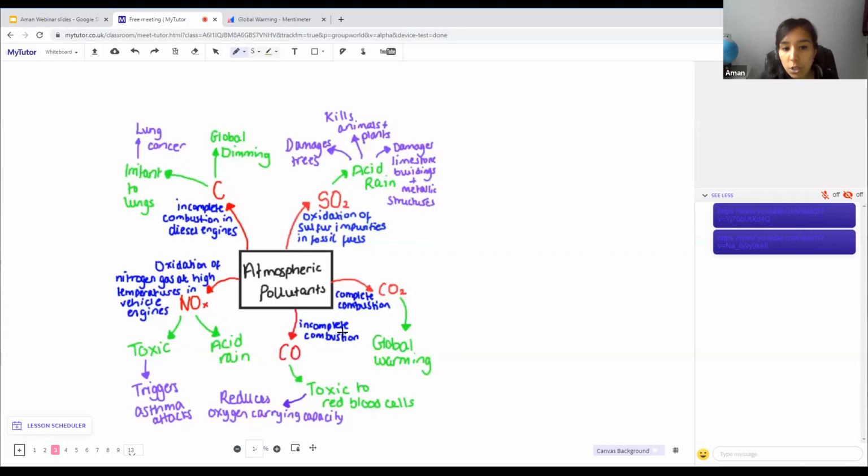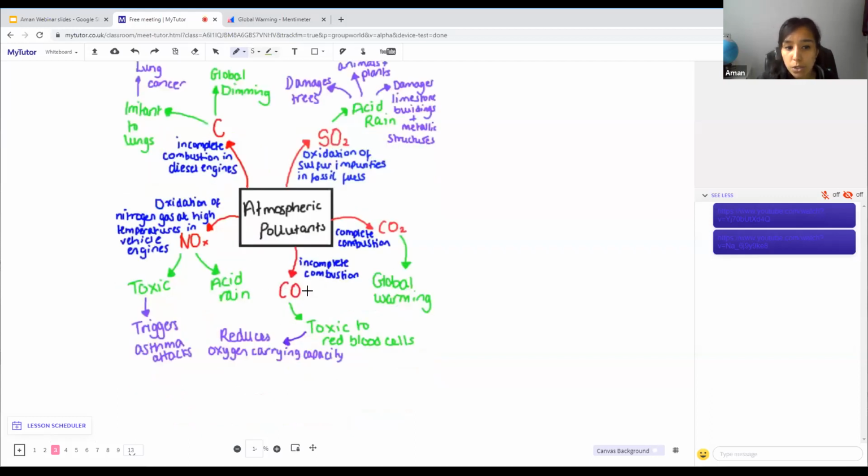Let's look at carbon monoxide. So again, in the dark blue, that means it's produced by incomplete combustion. So this whole diagram, the red are the atmospheric pollutants. In the dark blue, it's how that pollutant is formed. And then in the green and the purple is about what the effects are of that pollutant. So carbon monoxide formed by incomplete combustion. Remember, that means less oxygen. And what does it do?